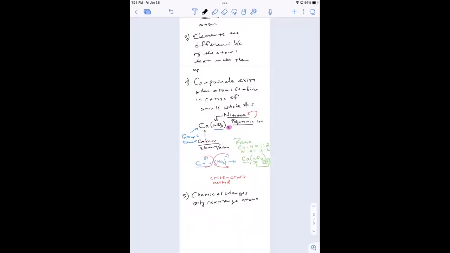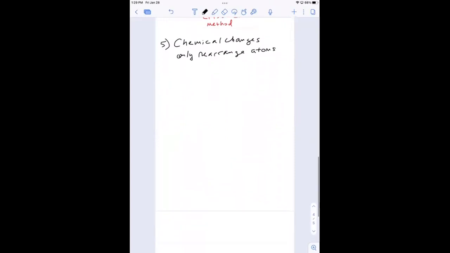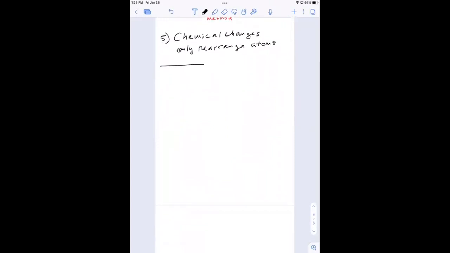So all of this theoretical information helps us to explain how atoms behave and how reactions happen. And especially when we start talking about compounds and chemical changes, there are specific rules that compounds follow, right?